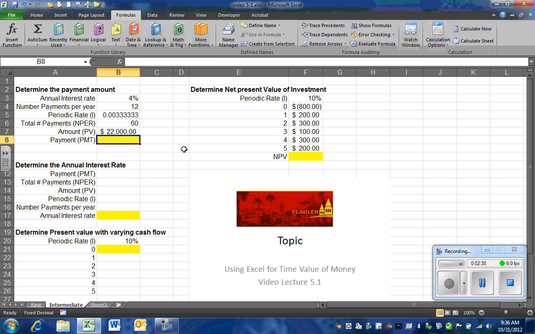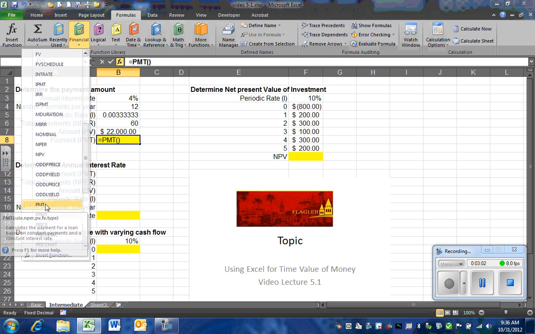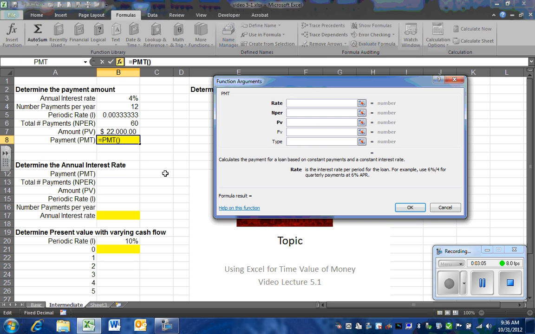Now we can use an Excel formula to determine the amount of the monthly payment that we're going to make. So we're going to go up to Financial, and we're going to choose the PMT formula. And this calculates the payment for a loan. Again, we have our periodic interest rate that we're going to use, and our loan amount, and this is going to give us the equal payments that we're going to use. The first thing Excel is going to ask us for is the rate. Now be careful here, do not use the annual rate. Instead, you're going to use the periodic rate.